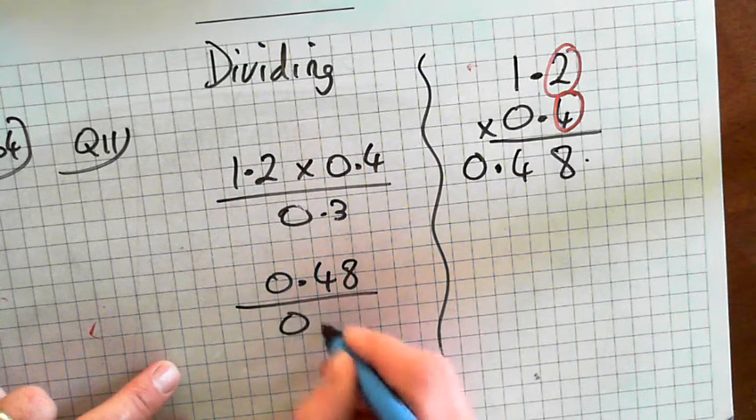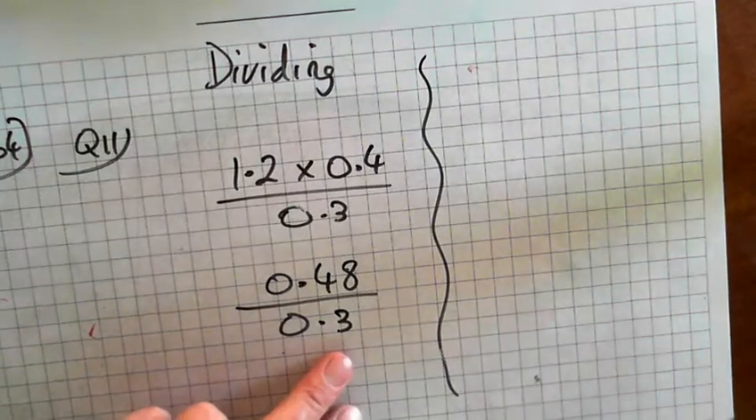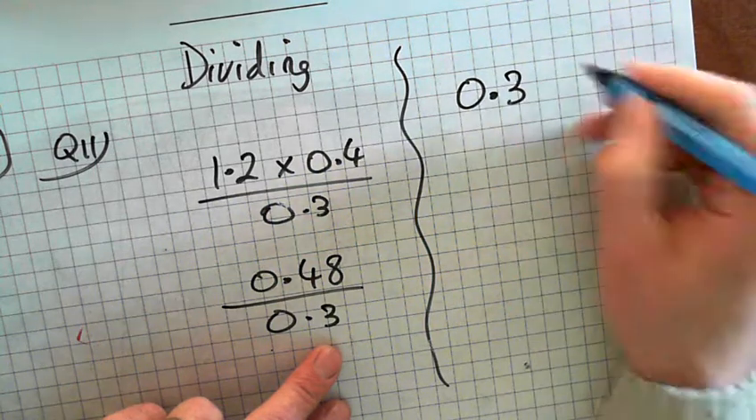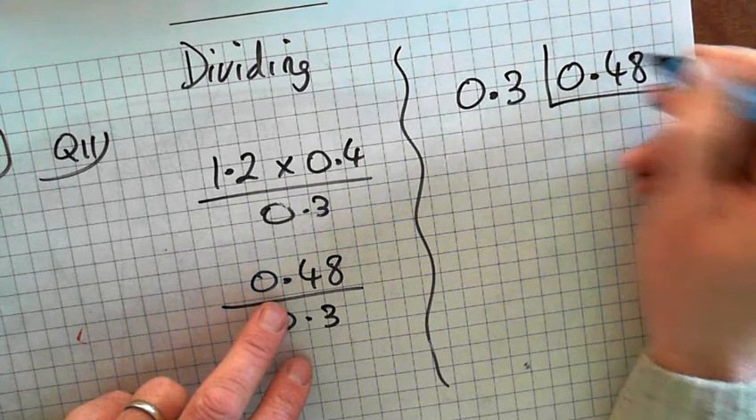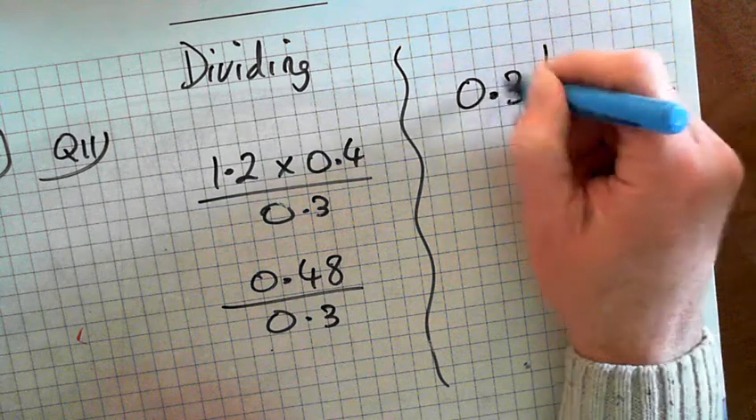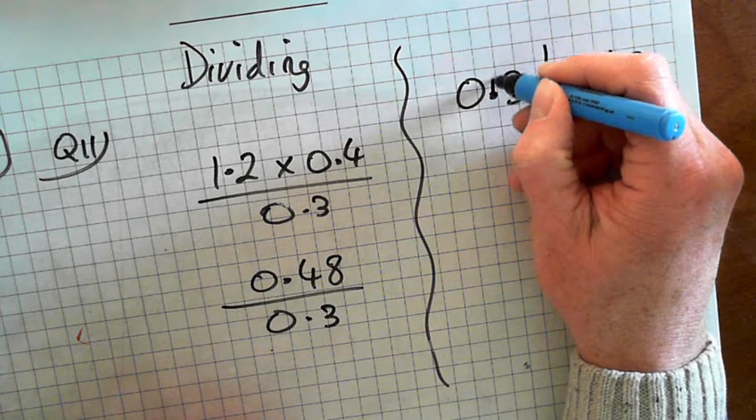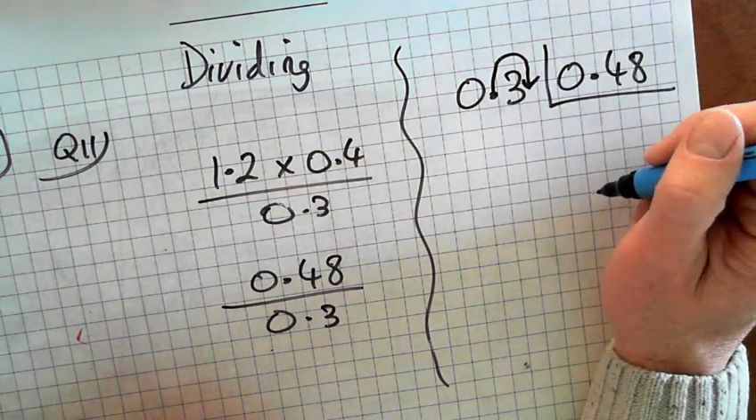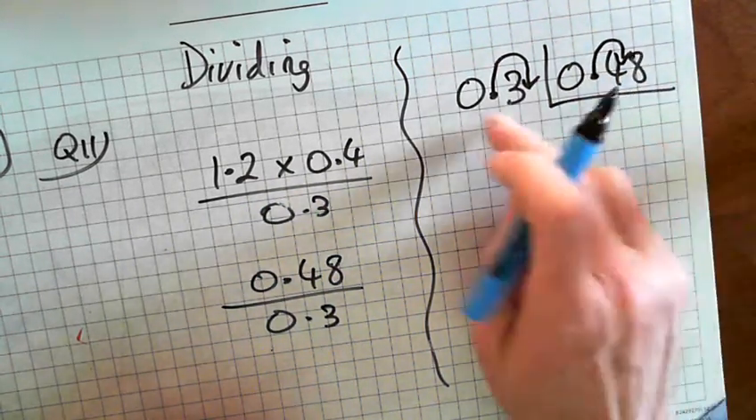0.48 divided by 0.3. How do I divide? Hold on, I'll show you. Alright, 0.3 divided into 0.48. Right, what I can do, watch. On the divisor, I will move the decimal point until I get a whole number. So move it and I get a 3. So how many places did I move it? 1. So over here I move it 1 place, 4.8.